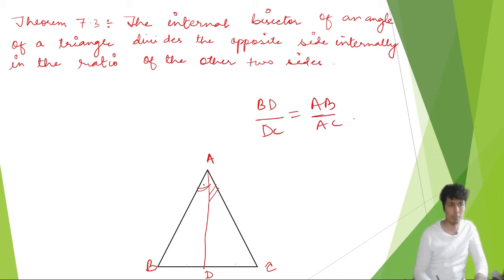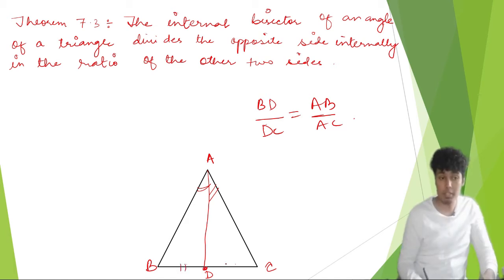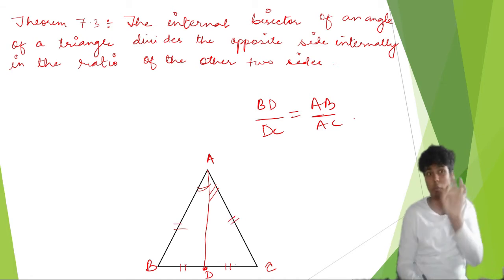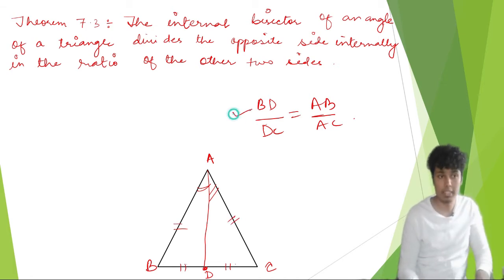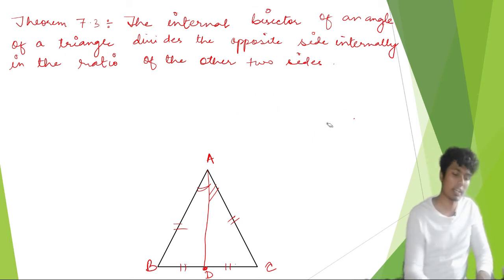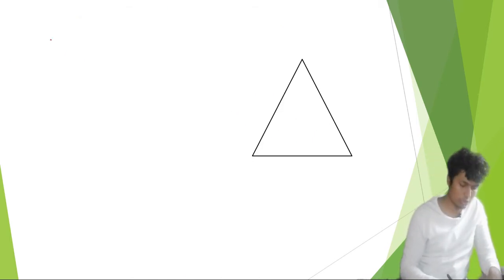What does the question say? If we happen to bisect any angle of a triangle internally, then the line which joins the opposite side, the ratio BD by DC will be equal to the other two sides' ratio AB by AC. I hope it is clear to you. Okay, this is the statement which we need to prove. So let us start. Let us do it by given.